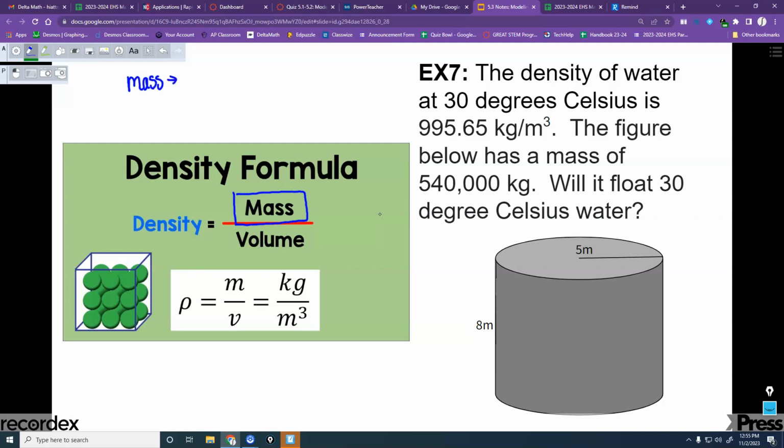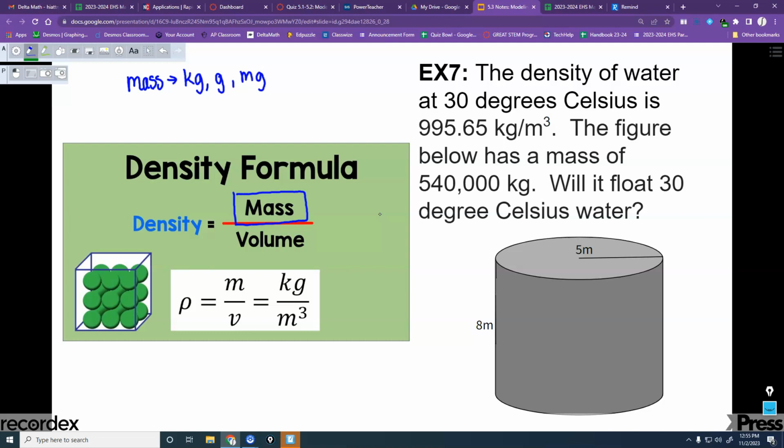So mass is typically going to be kilograms or grams, or it could be another variation. It could be like milligrams. In medicine, a lot of times we'll use milligrams. So you might take 400 milligrams of ibuprofen or something. So you'll see that a lot. But grams are typically what we use.